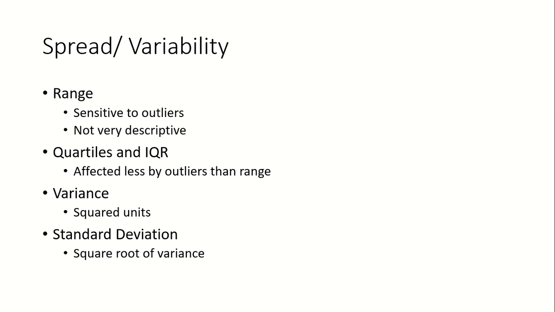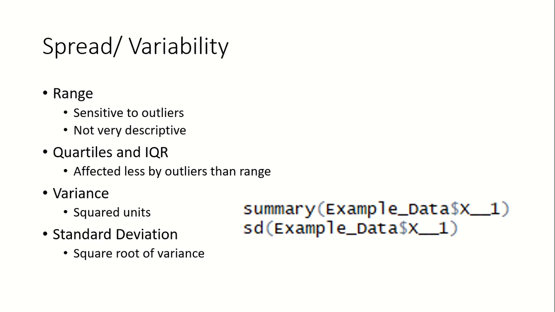Next, you need to understand spread and variability. There are a few measures of spread you should know: range, quartiles, and IQR, variance, and standard deviation. Range is sensitive to outliers, and it's not very descriptive. Quartiles and IQR are affected less by outliers than range. Variance, that's another measure of spread. It has squared units though, so we use standard deviation often instead, which is the square root of variance, so the units are consistent. Here's how you would find these things: the summary function and the SD function.